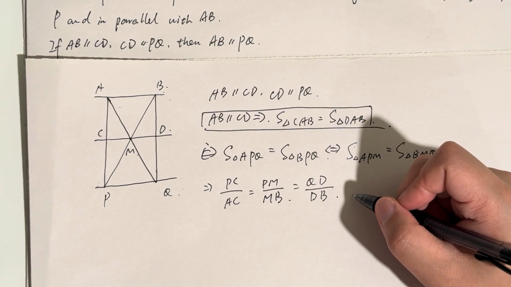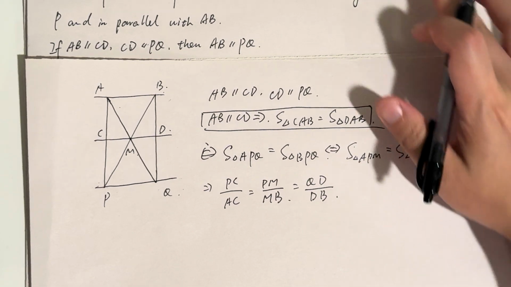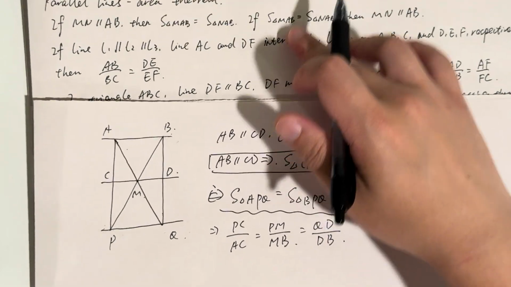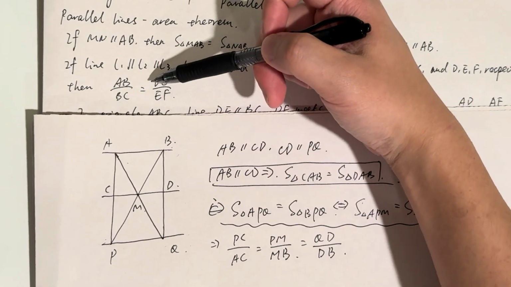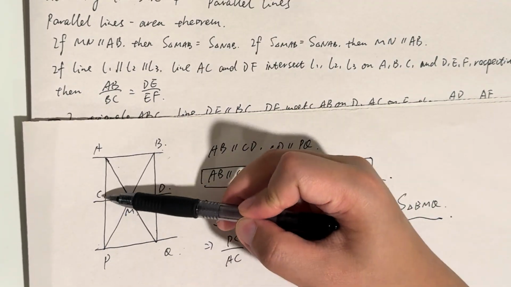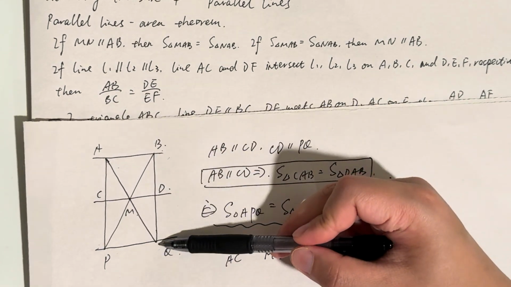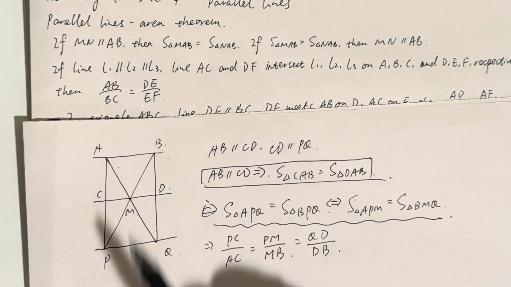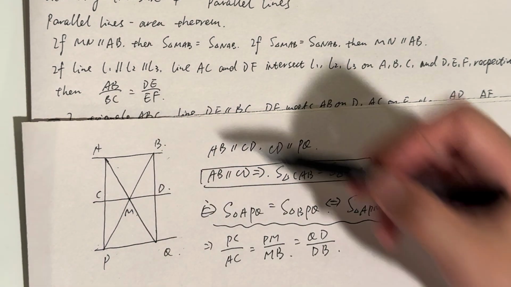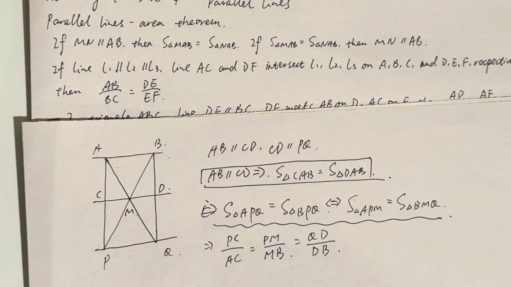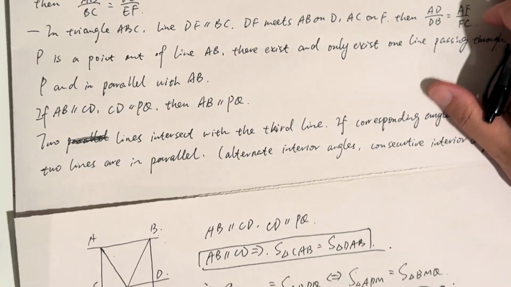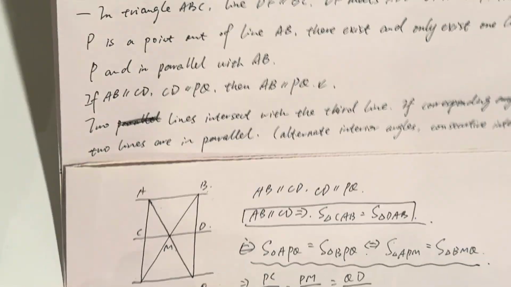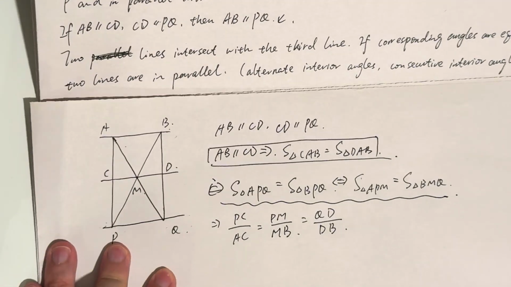Actually, we don't have to go this way, right? We can already use what we learned here. Because PC to CA equals QD to DB, that means L1, L2, L3 are parallel, right, using this one. Okay, so that's this one. And let's see the last one.